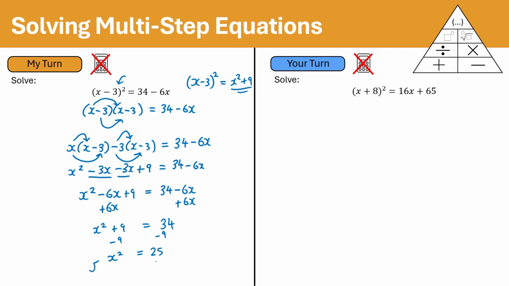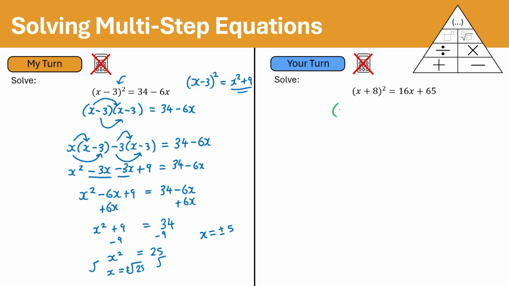And then I want to square root both sides of my equation. That gives me x is equal to the square root of 25, and I have to remember I've got my positive and negative answers. And I've run out of room, so I'll come over here. X is equal to positive and negative 5. That's my answer. Pause the video and give this one a go.